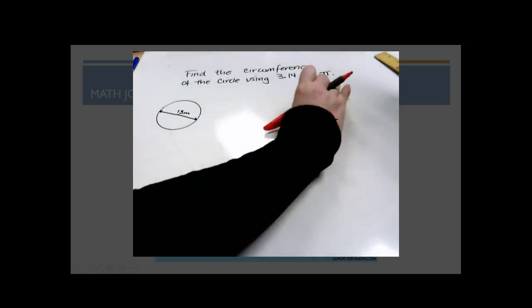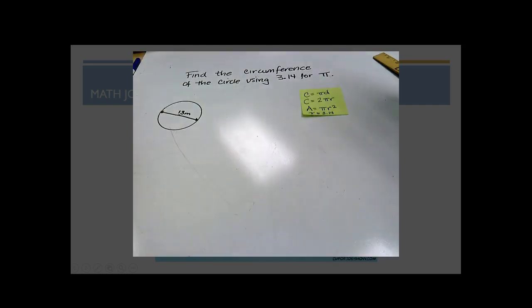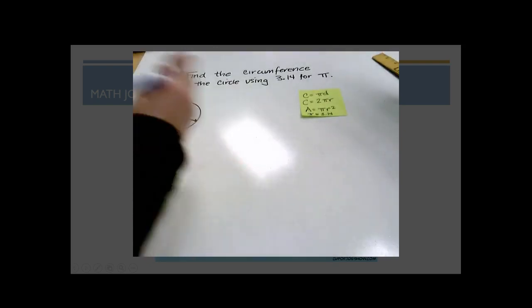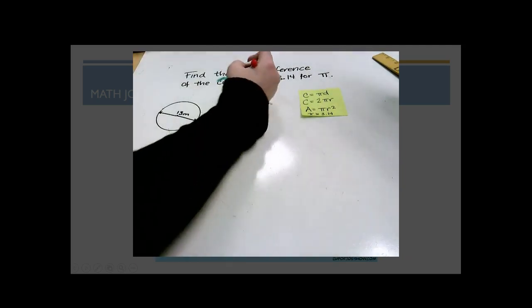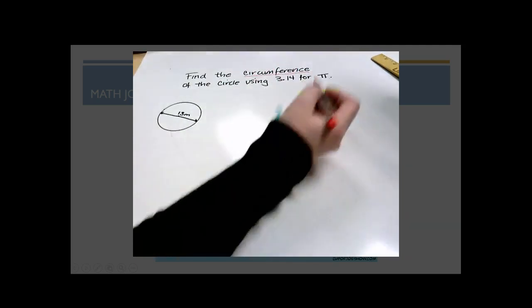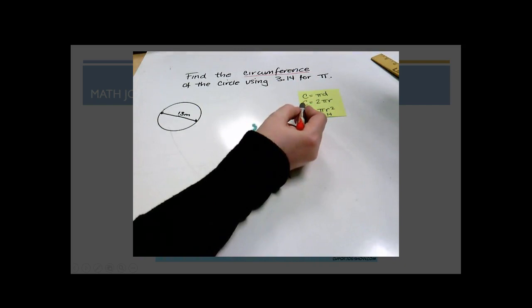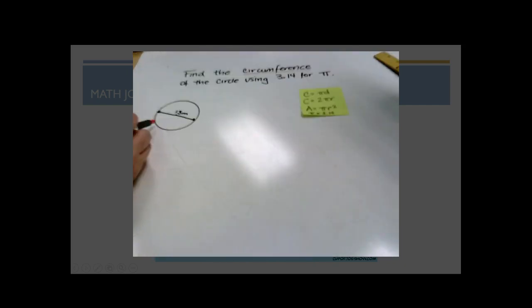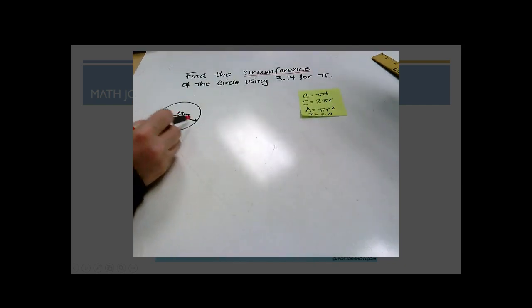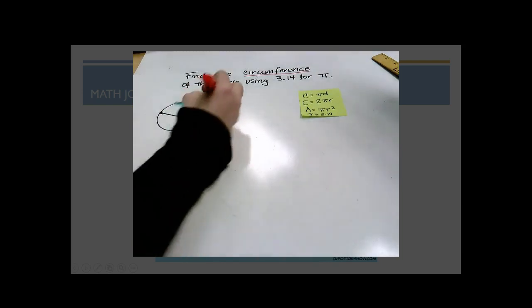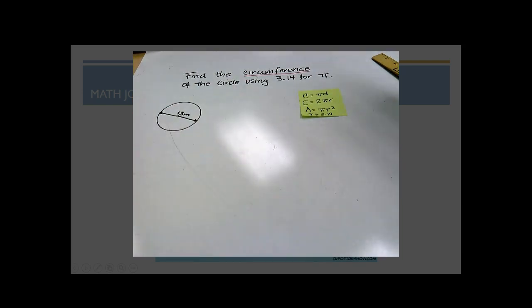So I'm going to set this aside, and when we look at our next problem, we can read our setup right here that it asks us to find the circumference of the circle using 3.14 for pi. Since we are looking for circumference, we want to choose one of our two formulas for circumference. When we look at our circle, we can see that we have the diameter given, the length from one side to the other. So we know that our diameter is 13 meters.